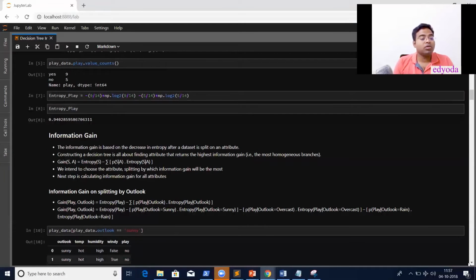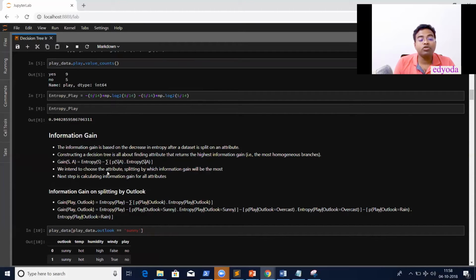Now the next important thing that we need to understand is information gain. Your splitting decision should return the highest information gain. That's the whole point. Information gain is equal to entropy minus the sum over all the attribute values of the probability of a particular attribute value times the entropy of that value. We'll understand it as we start calculating.